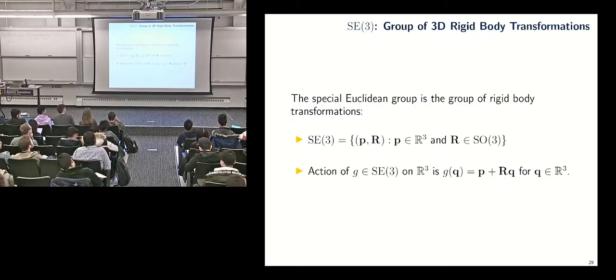We can think of SE3 either as the set of translations and rotations, or we can also think of this as something in the affine group that we showed earlier, and these are going to be matrices of this form.